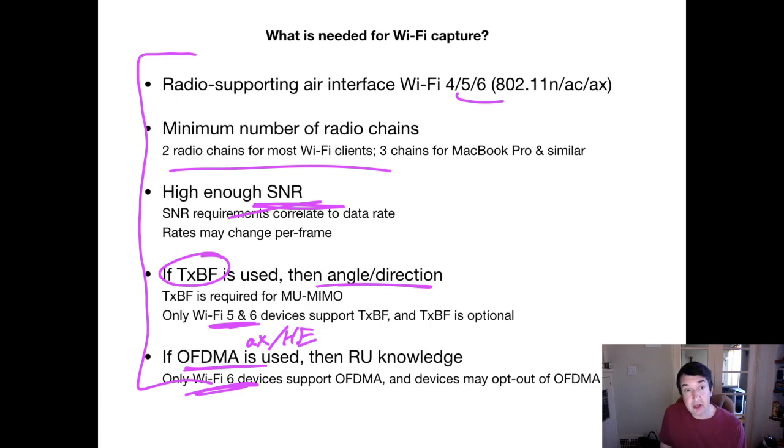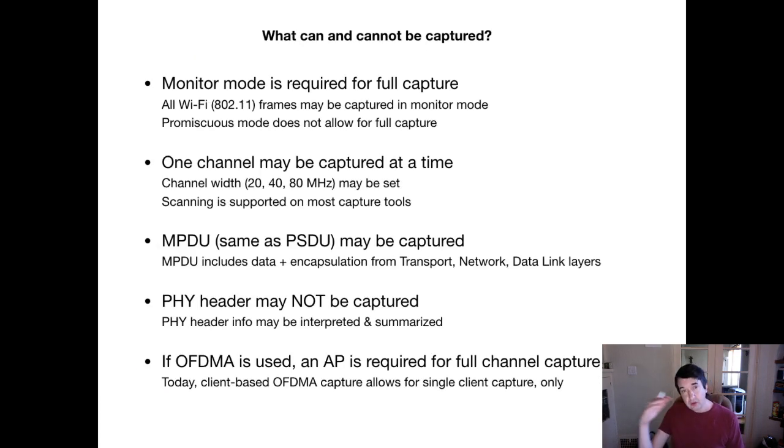Now, let's say you have all your ducks in a row. Let's say that I have my AC capture device for my AC client device. I have a 2-radio chain capture device for my 2-radio chain client device. I have a high enough SNR so that I can capture my client's data. TXBF is not used by my client. OFDMA is not used by my client. So all my ducks are in a row. So then, what am I actually able to see?